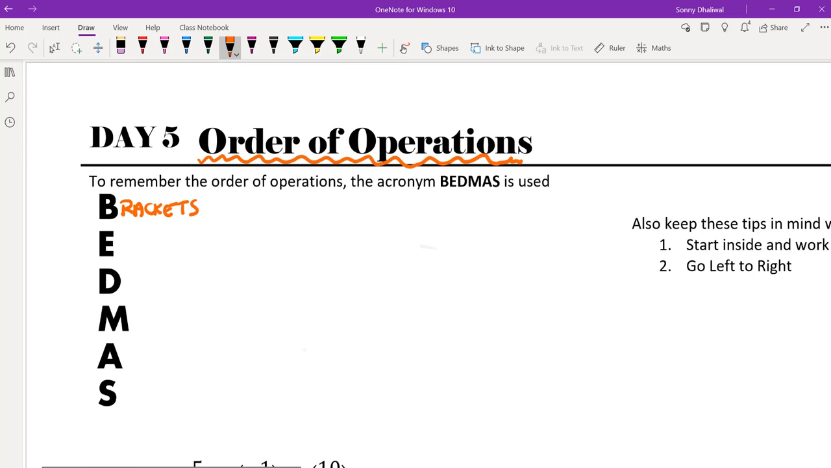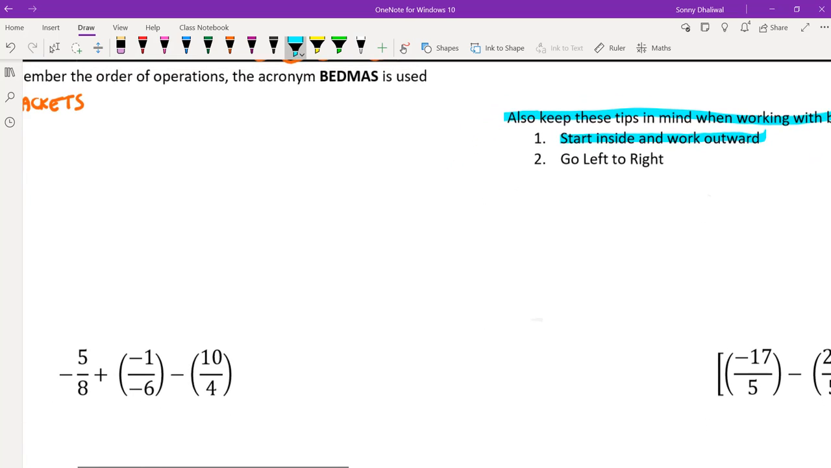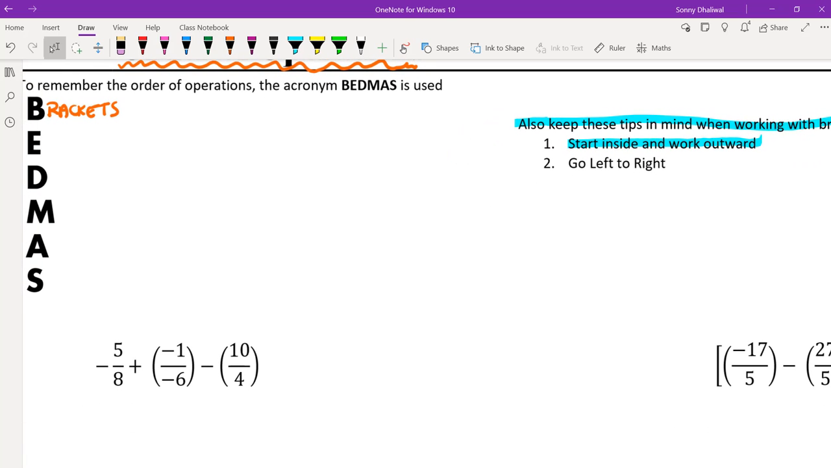All right, now, once you get into grade 9, grade 10 and grade 11, when you're working with brackets, sometimes you have multiple brackets. So you identify the most outward bracket, the bracket on the outside, and you work from the inside of that bracket outwards. And we'll do some examples showing that. So start from the inside of the bracket and work your way outward.